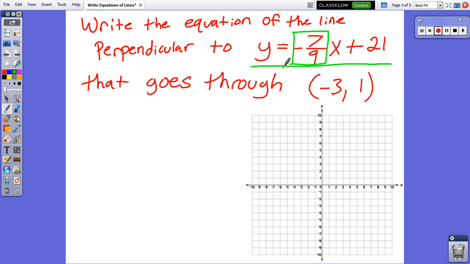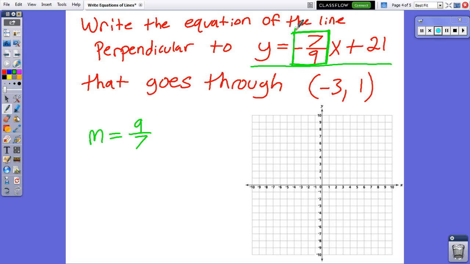If we're looking for a line perpendicular to this line, we need a line that has a slope that is the opposite reciprocal. Opposite reciprocal means you switch the sign, that's the opposite part. So this is negative, which means our new slope is going to have to be positive. And then the reciprocal means take the fraction and flip it over. So the slope that we're going to use is 9/7. That is the opposite reciprocal of negative 7/9.